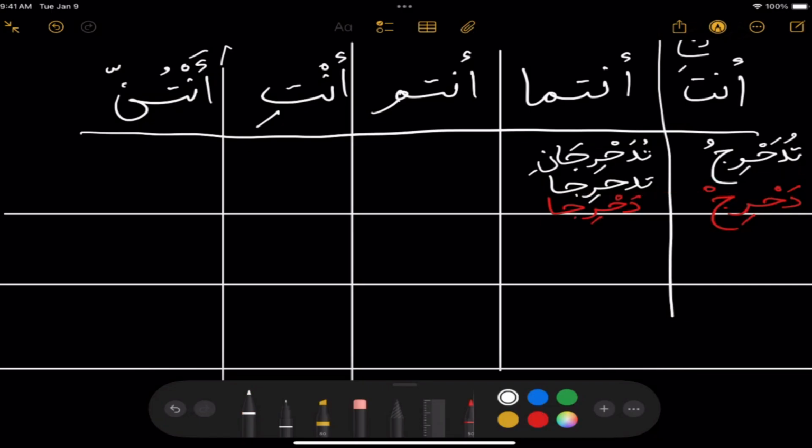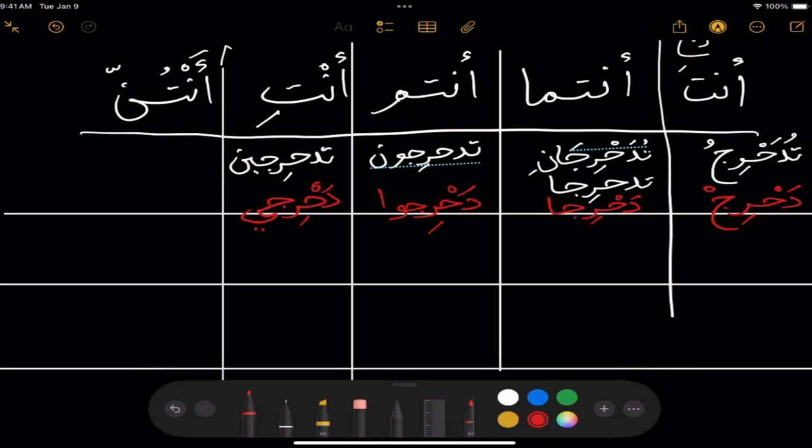And so from antum to tudahrijun, the command is dahriju. Anti to tudahrijin, so the command would be dahriji. Antunna to tudahrijna, so then the command is going to be dahrijn.